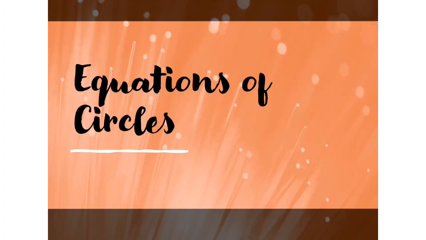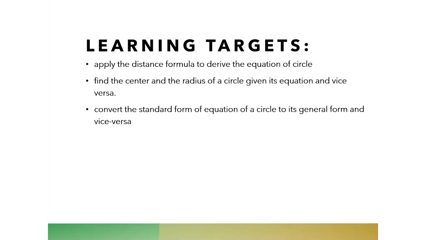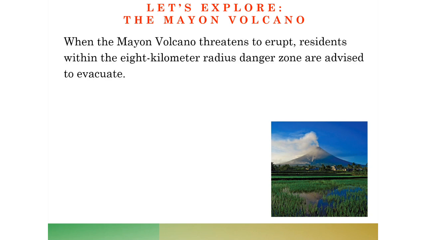Okay. And for us to understand this, the first thing that we will do is we will work on the Mayon volcano as our example. The concept of circles and its equations are actually applied with natural calamities in order to make sure that people are safe. So let's say for an example that we have the Mayon volcano and it is about to erupt or threatens to erupt. The residents within the 8-kilometer radius danger zone are advised to evacuate.